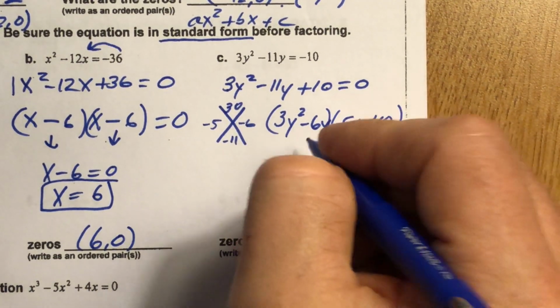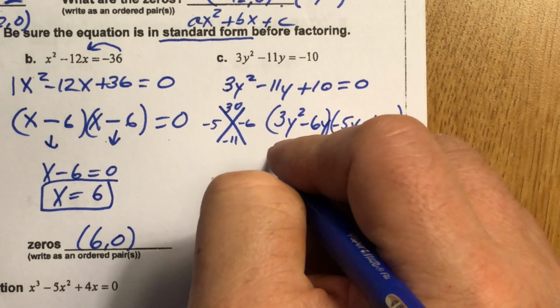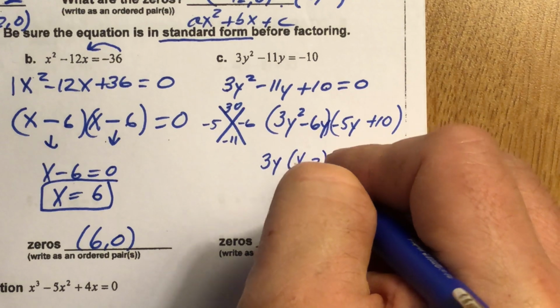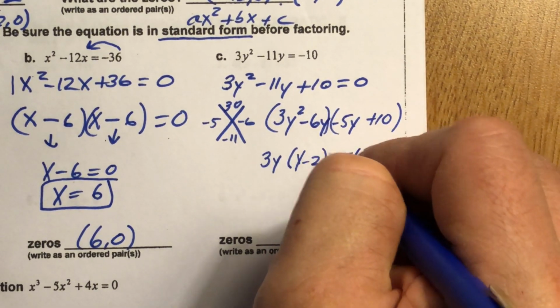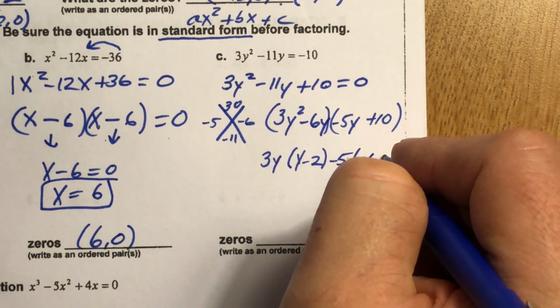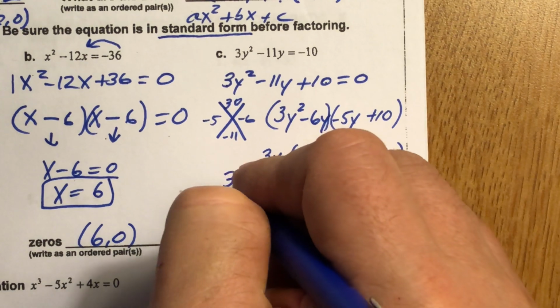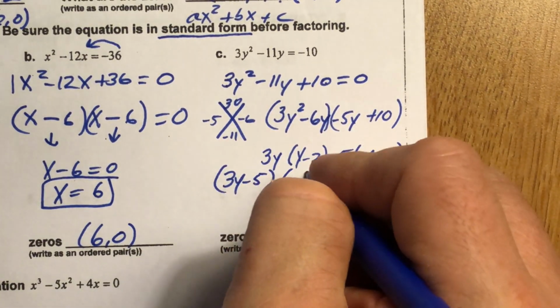So these two are going to have a 3 in common, so 3y, left with y minus 2. Now you notice with this one, I'm going to take out a negative 5, and that's going to leave me with y minus 2. All right, so I'm going to have 3y minus 5 times y minus 2.